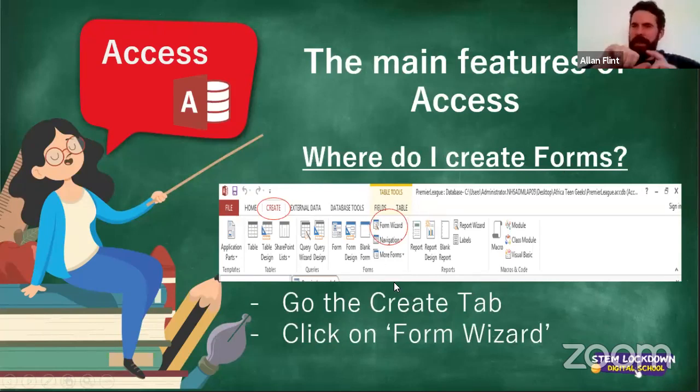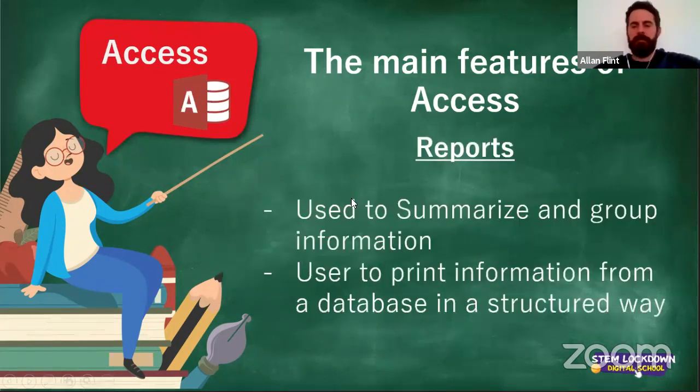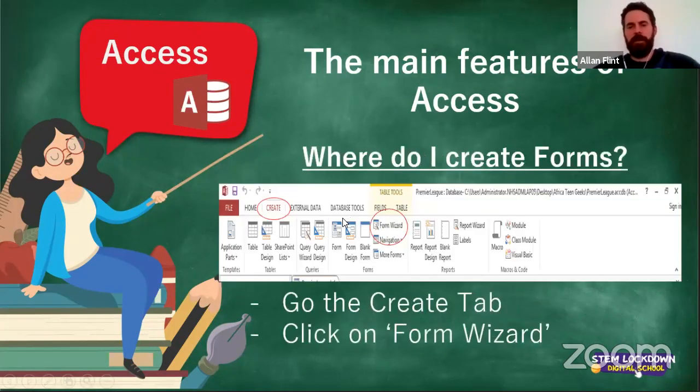So going back, we looked at a table, we looked at a query, and the third thing we've just looked at is a form. All of those three features of Access are created in the same tab, the Create tab over here. Just underneath there, you can see that this is where we create a table, this over here is where we create a query, and this over here is where we create a form. So we've got a table, a query, and a form.